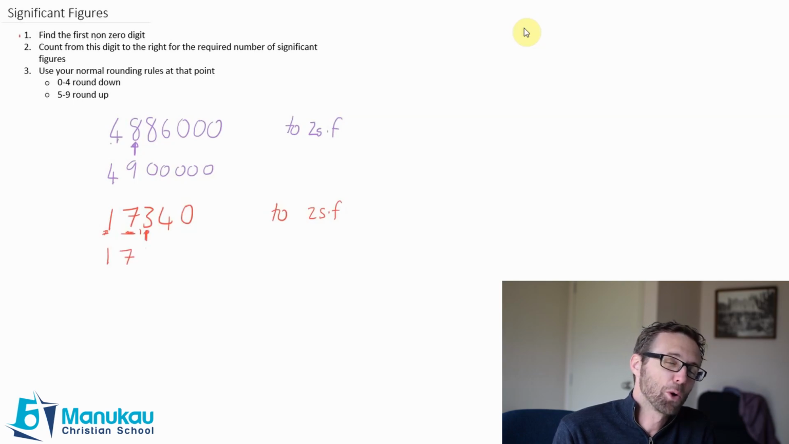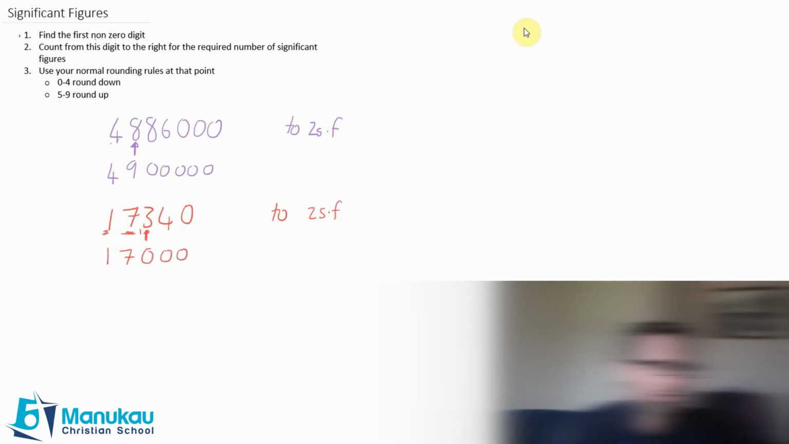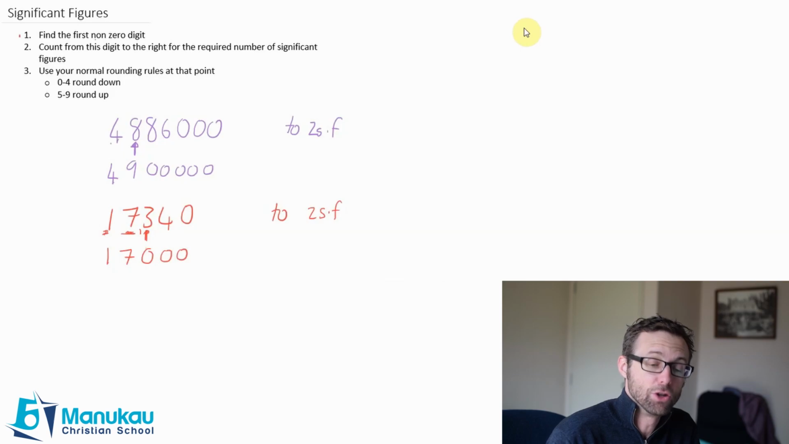Why do we call it rounding down? Well, 17,340 rounds down to 17,000. So this is 17,000.